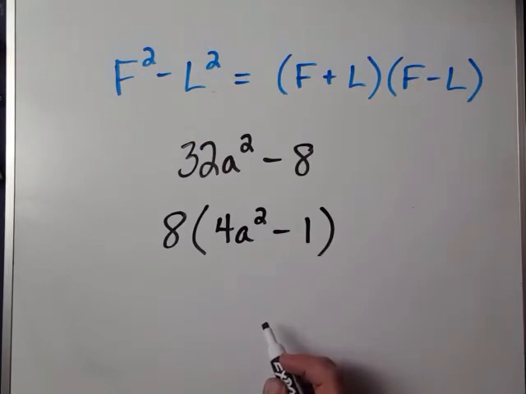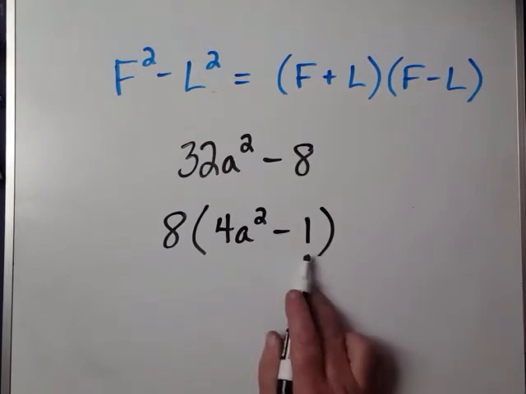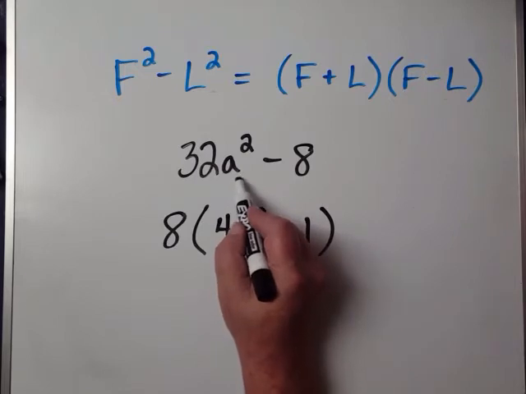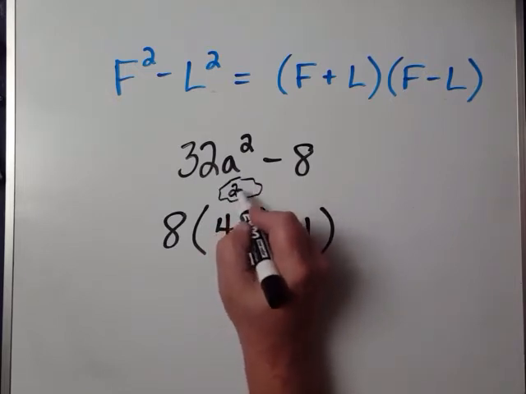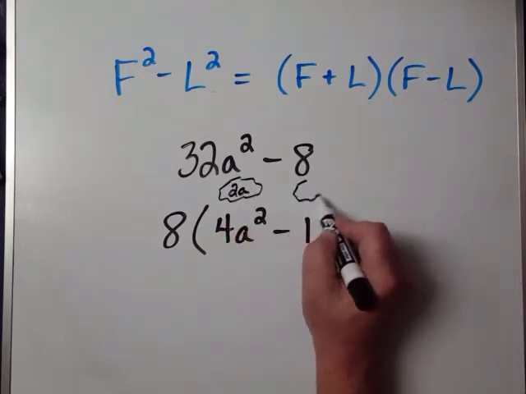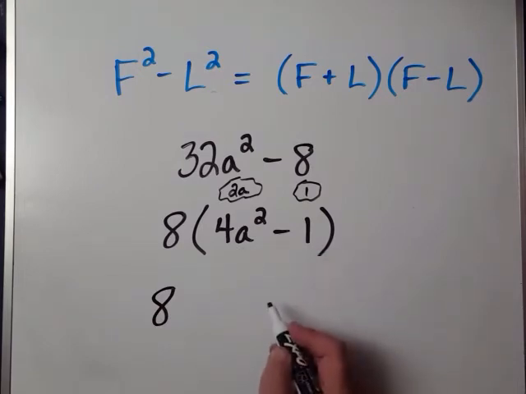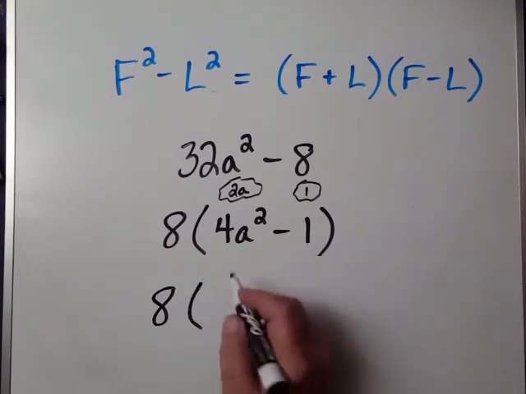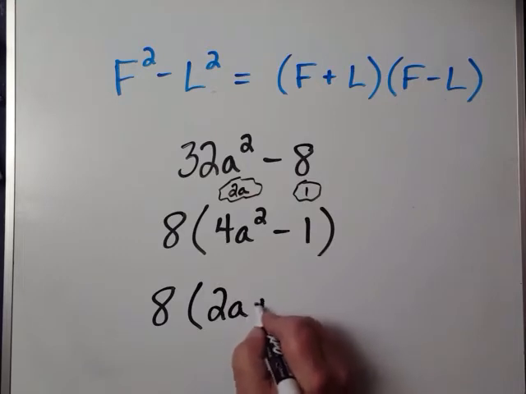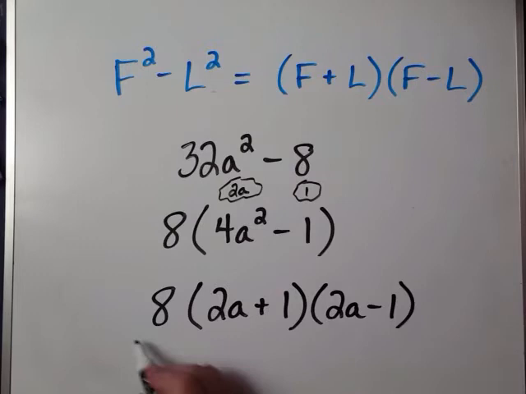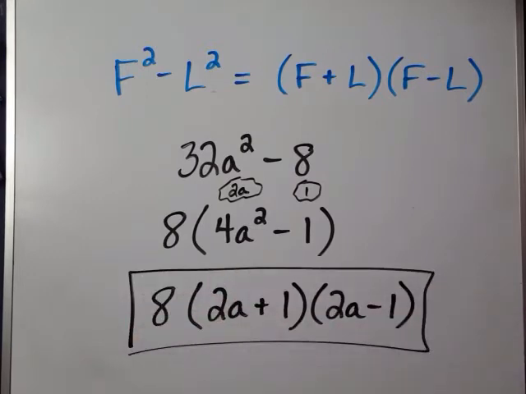Now, can this be factored any further? Is this thing in parentheses factorable? Why, yes. It is a difference of squares. This first term is the square of 2a, and 1, of course, is the square of 1. So we've got our greatest common factor. Don't forget your 8. And then this difference of squares, this binomial, will factor further as the first plus the last times the first minus the last. Now this is factored completely.